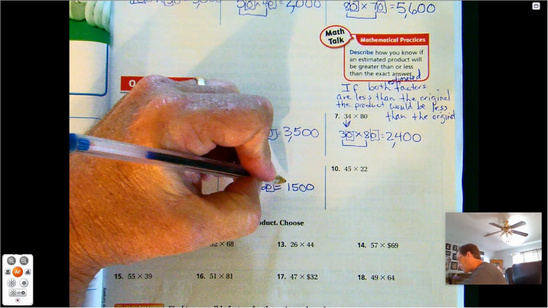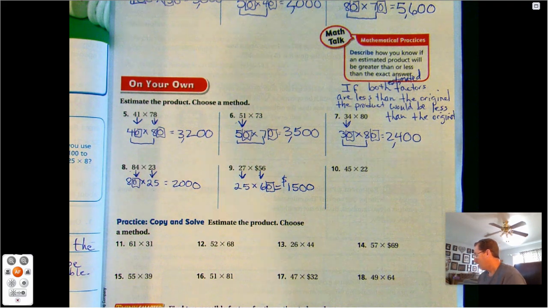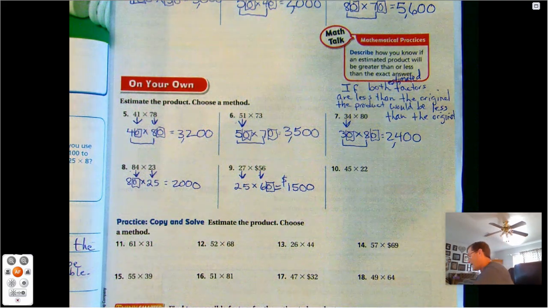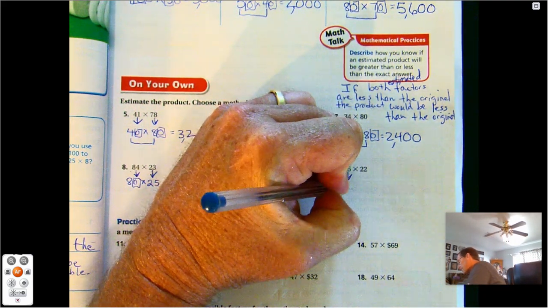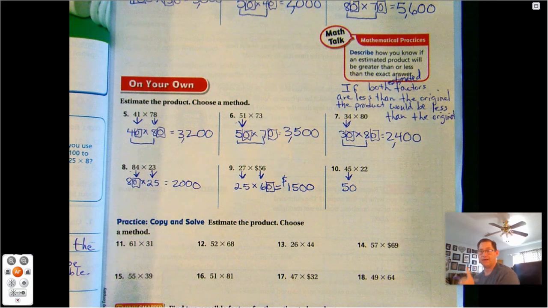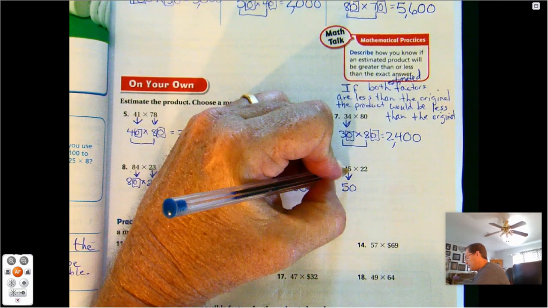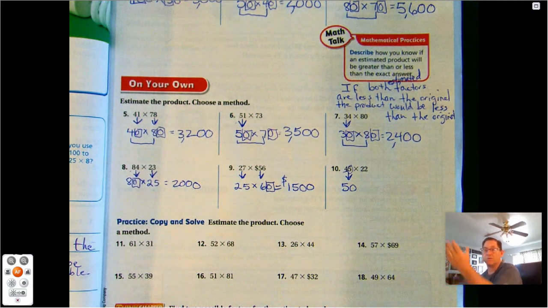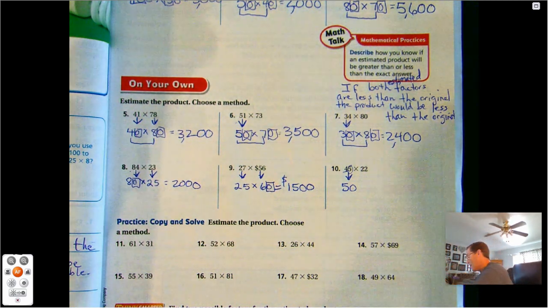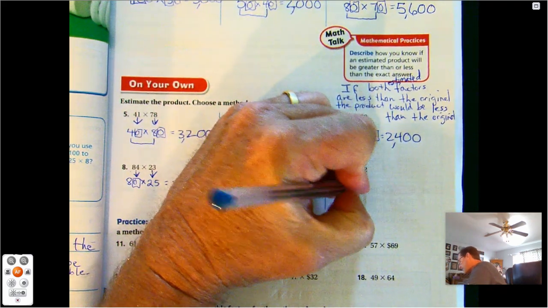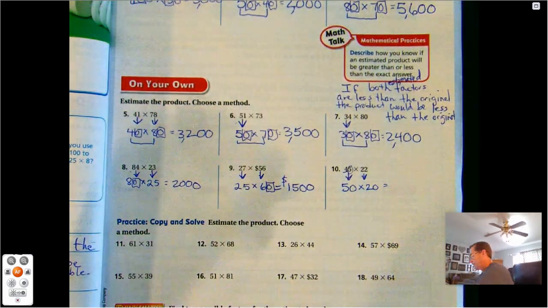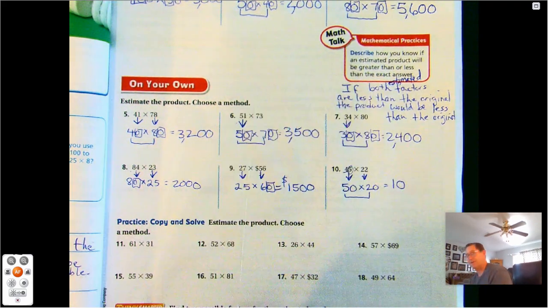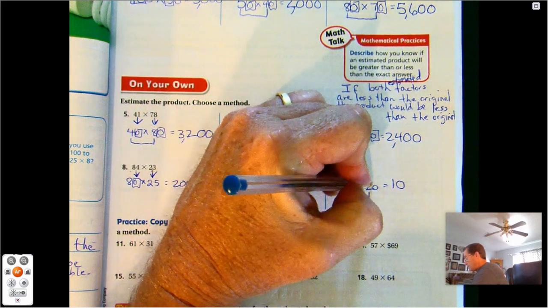45 times 22. This one, I think we should round to tens. 45 gets rounded up to 50 because the 5 is halfway in between, and if it's 5 or more we round up. And 22, we'd round down to 20. The basic math fact is 5 times 2. 5 times 2 is 10. And I see that there are 2 zeros in my factors, so I'm going to put 2 zeros in my product.